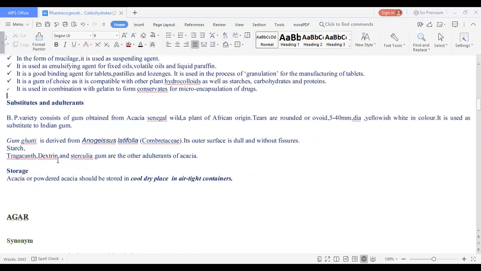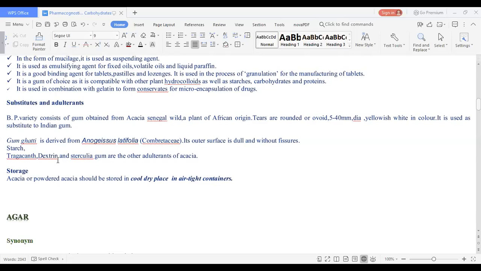Next, coming to the substitutes and adulterants of acacia. The British Pharmacopoeia variety consists of gum obtained from Acacia senegal Willd, a plant of African origin. Here the tears are rounded or ovoid, 5 to 40 mm in diameter, yellowish white in color. It is used as a substitute for our Indian gum.